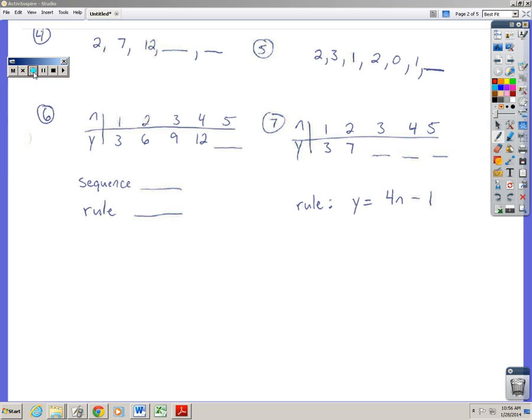Number 6, we are looking for our missing number. We go 3, 6, 9, 12, 15. That's our sequence. Our sequence was adding 3.